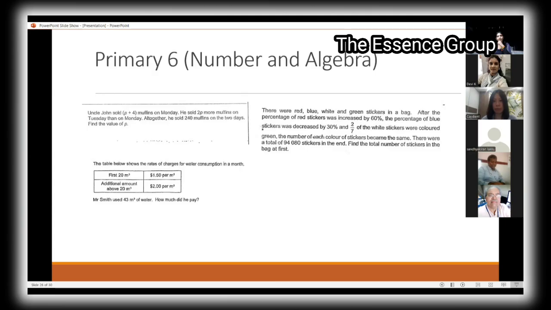Okay, so y'all can read through this question. For example, there are many different colors in here: red, blue, white, green. So after the percentage of red stickers increases by 60%, they are supposed to change this 60% to become 3/5 and then apply the ratio method to solve for this.